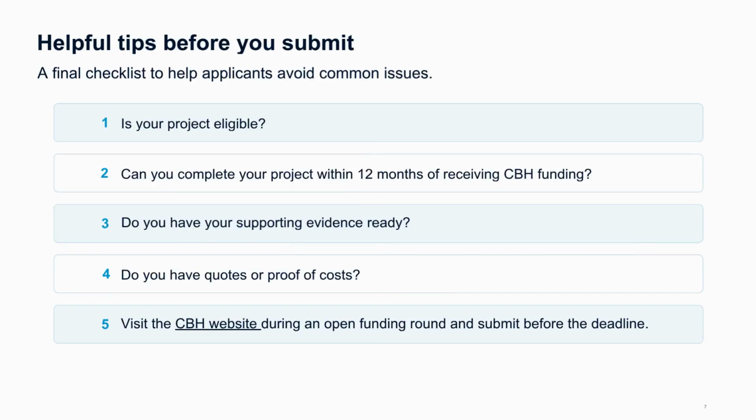Before you hit submit, run through this final checklist. First, is your project eligible? Second, can you complete it within the 12 months of receiving CBH funding? Third, do you have your supporting evidence ready? Fourth, do you have quotes and proof of your costs? And finally, remember to visit the CBH website during an open funding round and submit before the deadline. Work through these and you'll avoid the most common issues.